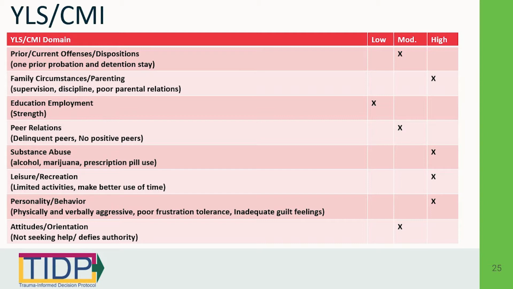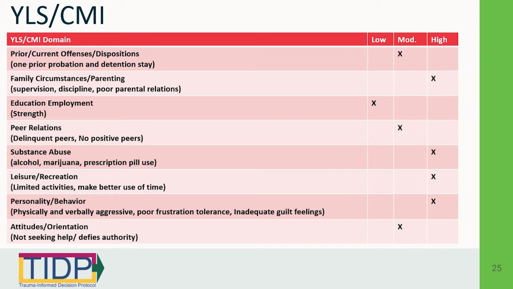He scores high on family circumstances and parenting, given the fact that there are problems and difficulties with supervision of AJ, discipline difficulties, and very disrupted parent-child relationships, both with mom and the stepfather.